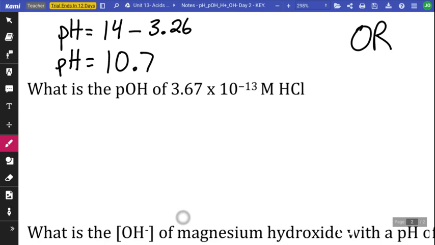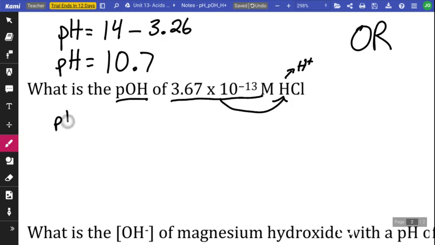So what is the pOH of 3.67 times 10 to the negative 13 molar HCl? Well, this concentration is a hydrogen concentration, so I am not matching up here. This is power of hydroxide, and this is hydrogen concentration, so they don't match up. If they don't match up, it's going to be two steps. There are two different ways you can do this. Again, I will do the way that I think is the faster, easier way, but we'll do both.